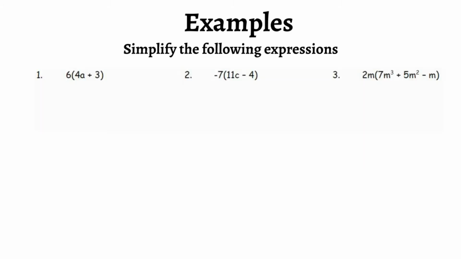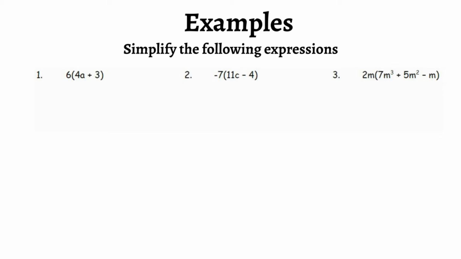So here we have three examples of multiplying. Notice how we're dealing with a monomial here, a single term multiplied by a binomial. So we're multiplying one single term times two terms. Same here, a monomial with a binomial. And here we have a monomial times a trinomial or a polynomial because there's two or more terms.